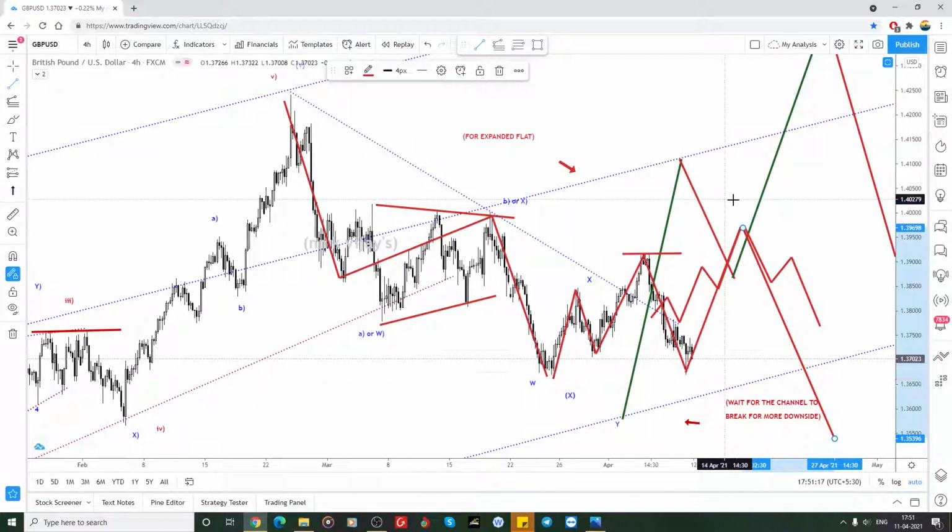So I'm expecting an irregular flat formation, whether it is going to be a running flat, or if it breaks the high, that could be an expanded flat. And again I'm expecting it to break this low after the consolidation and correction part here.